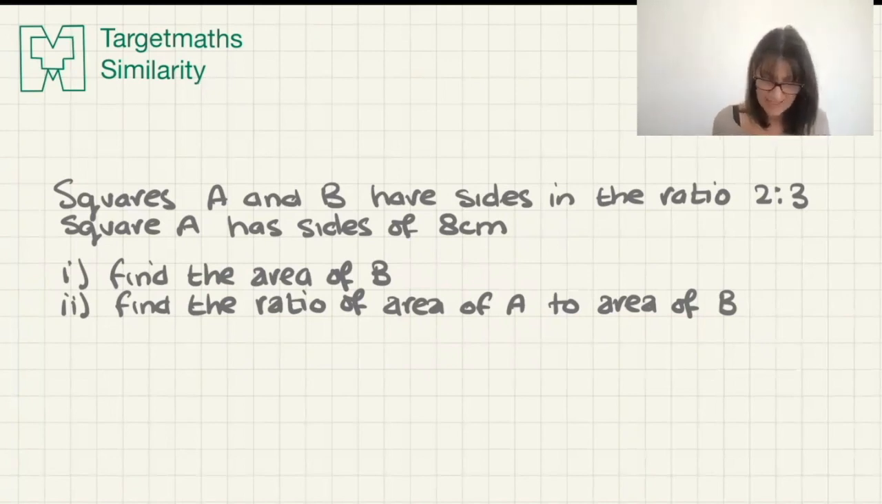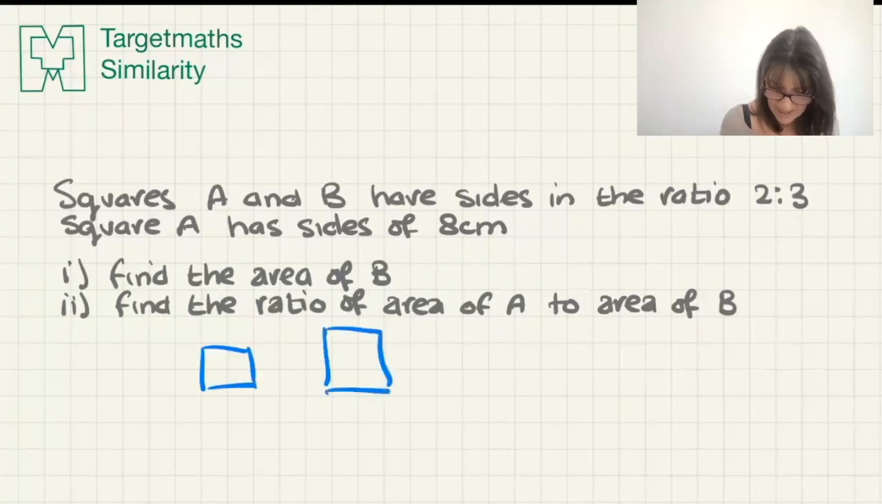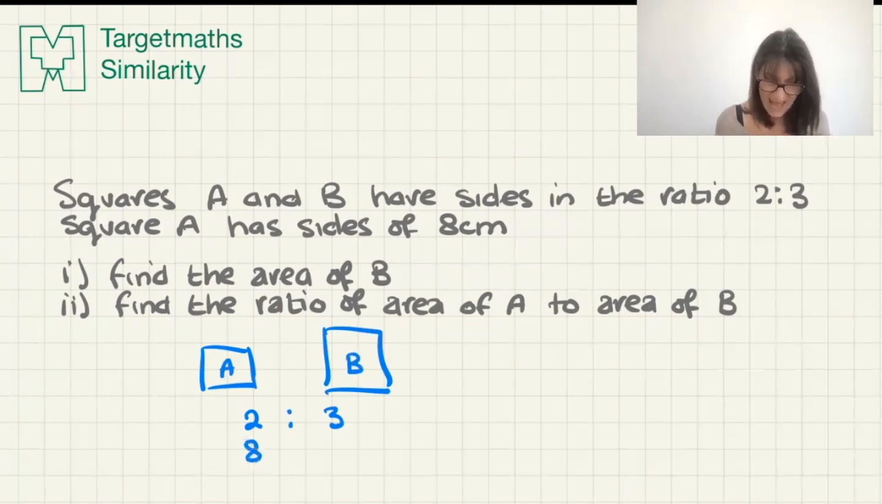Okay. So squares A and B have sides in the ratio 2:3. So I'm just going to draw myself a little old square here, a bigger square here. They've got a ratio of 2:3. Okay. Square A, however, has a side of 8 centimeters. So let's label those up, A and B. So for my A side, I can now put in that the actual side is 8. So the ratio is 2:3. The actual size is 8. So I'm going to pop 8 there.